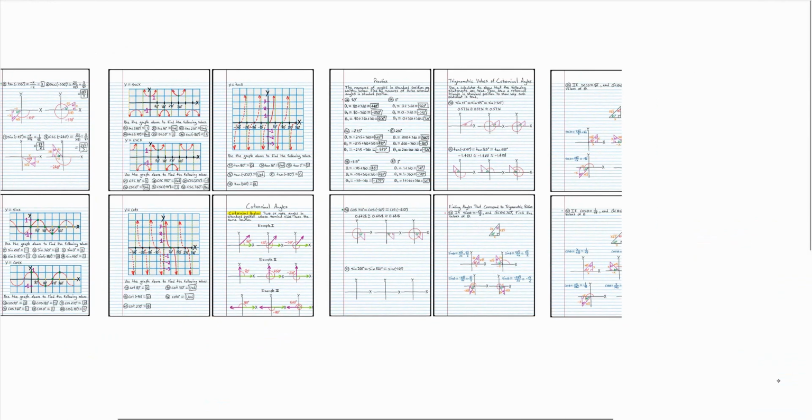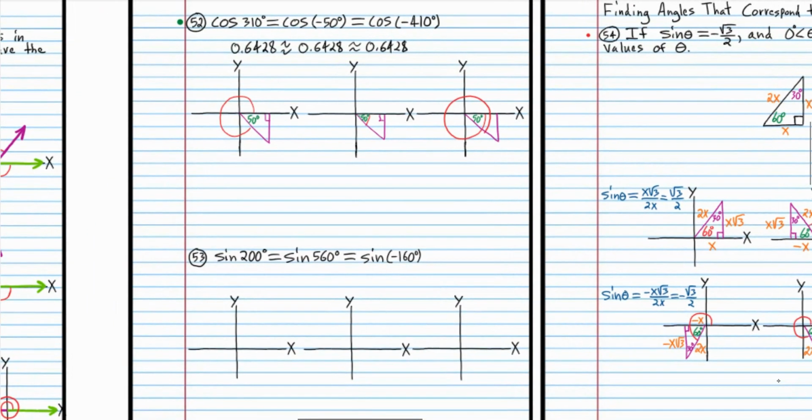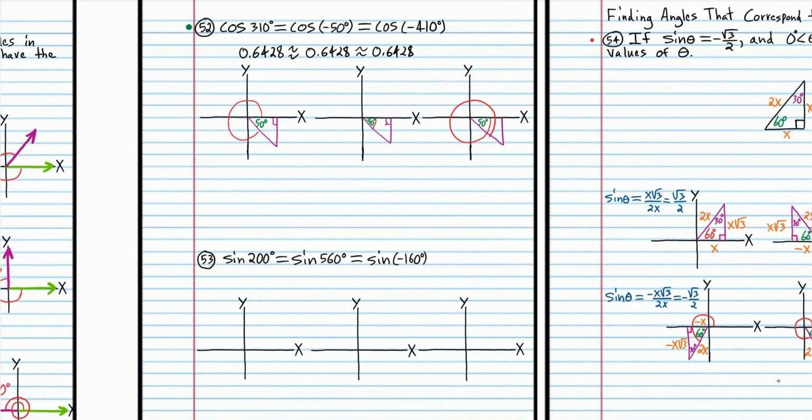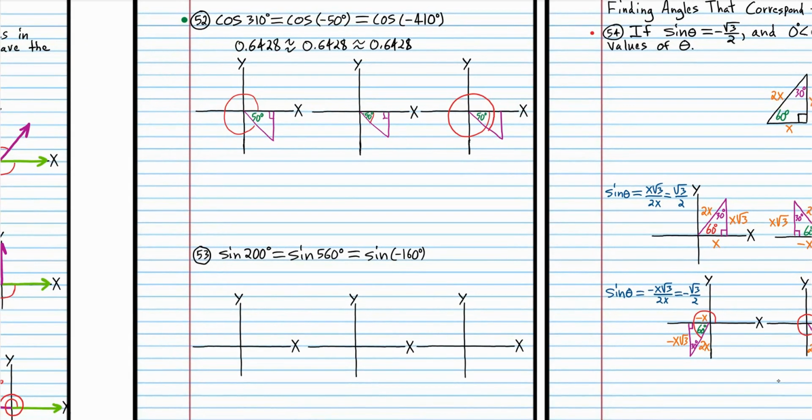Alright, so I want you to do the same thing for the next problem. I want you to use your calculator and verify that the sine of every coterminal angle produces the same value, and I want you to draw the triangles to show why we get the same value. When you come back, we'll do it together.